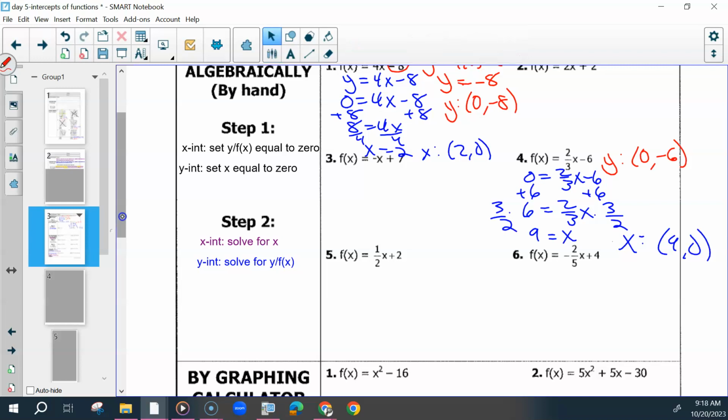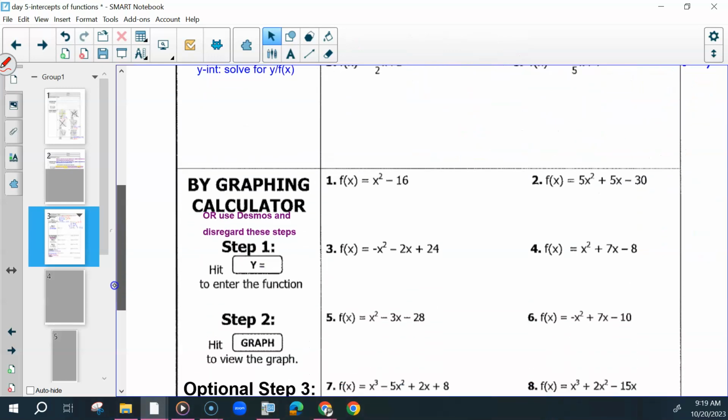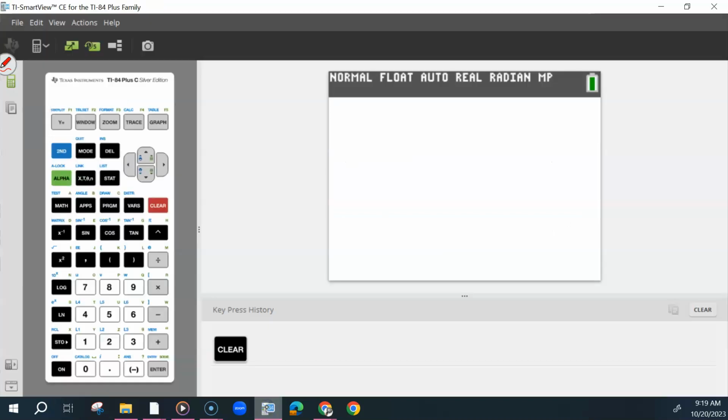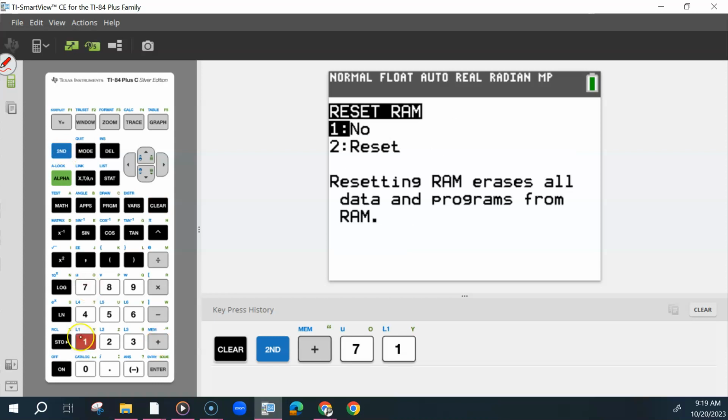So then we're going to move on to how we find intercepts in a calculator and in Desmos. We're going to do the calculator first because it has more steps, and then I'll show you in Desmos, and then you'll have time to practice. In your calculator, go ahead and reset it because everyone's been on these. Second plus 7, 1, 2.